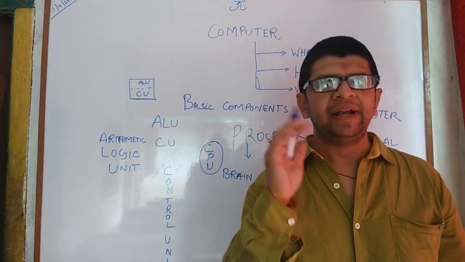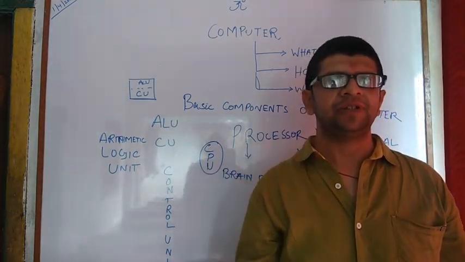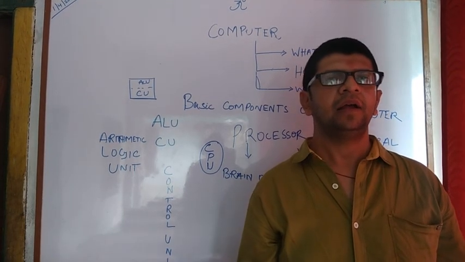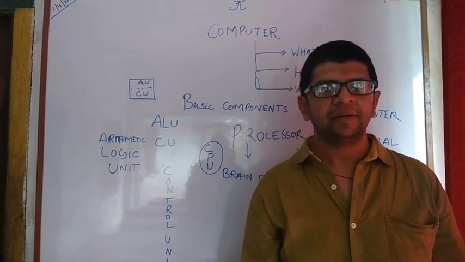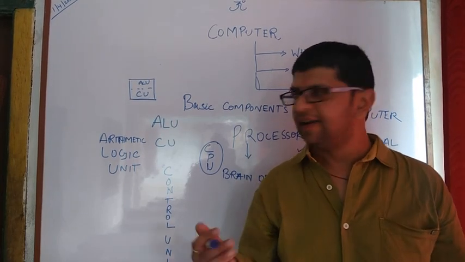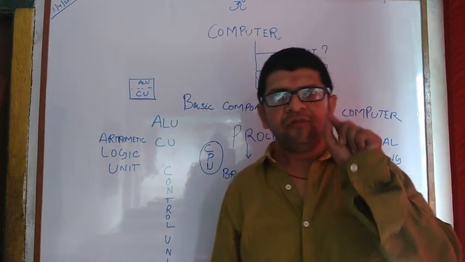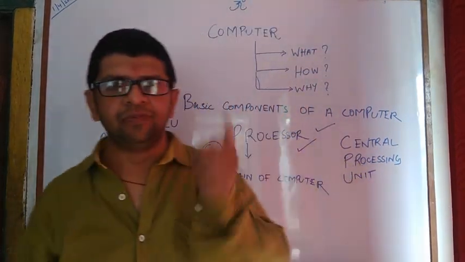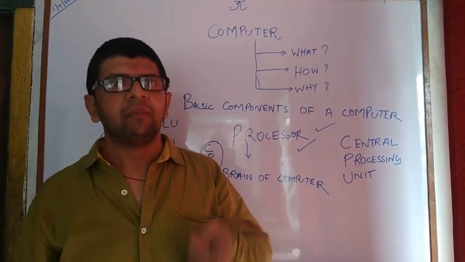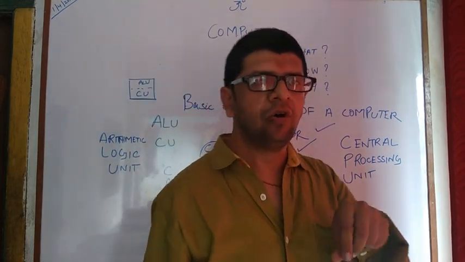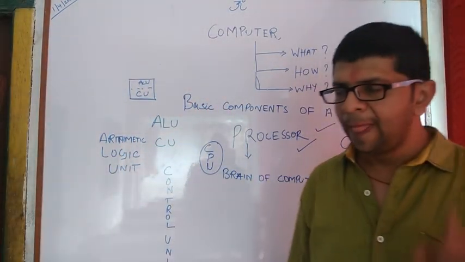All arithmetic and logical expressions are computed, our calculations are done in the ALU. If we have to add two numbers, subtract two numbers, multiply two numbers, do a calculation, retrieve things, they are all done in the ALU.